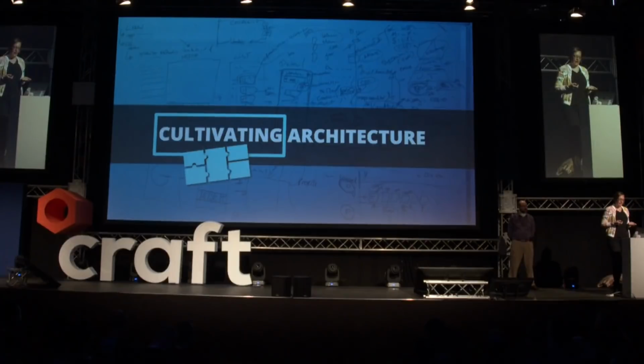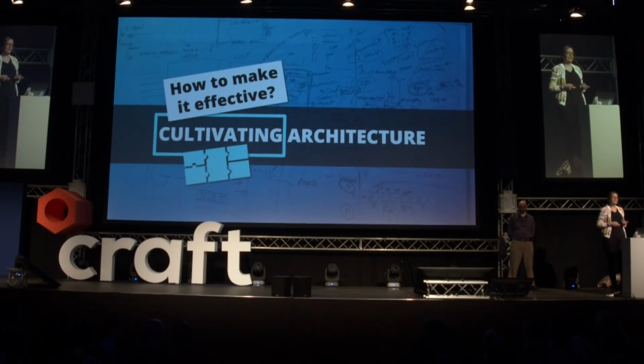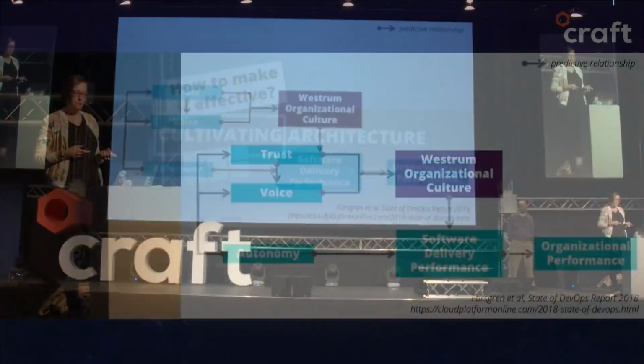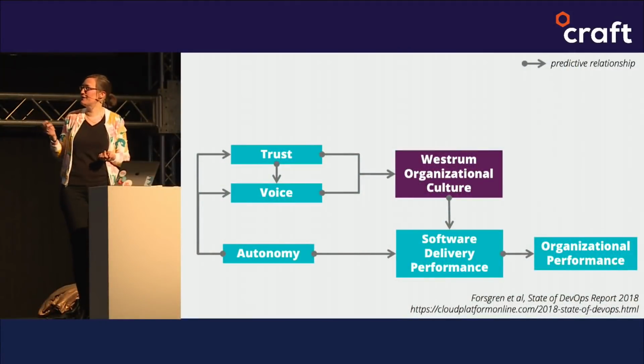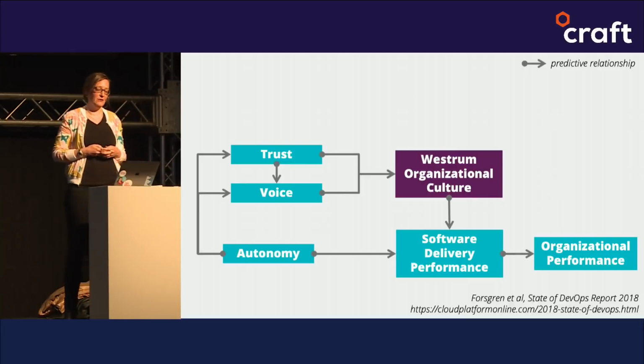So now let's say you have a first draft of those puzzle pieces in place with lots of energy and good intentions. How do you actually go apply it, iterate on it, and keep it alive? So how do you make it effective, and how do you know it's effective? And I want to go back to a part of the State of DevOps report that Martin mentioned in the beginning.